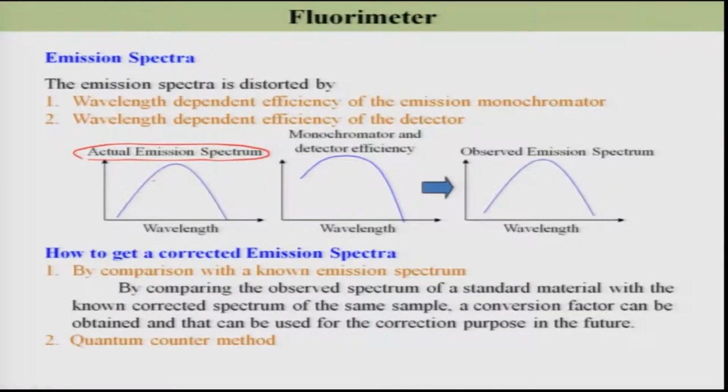So your observed emission spectrum will not be like this because of this factor. Your observed emission spectrum will be something like this. It means that whatever you have observed is not correct. So the observed spectrum is not the correct one.